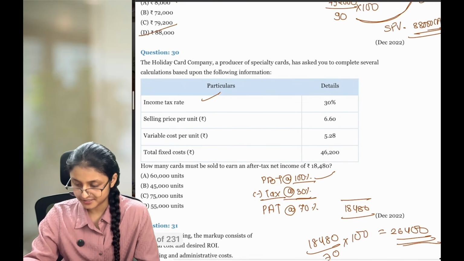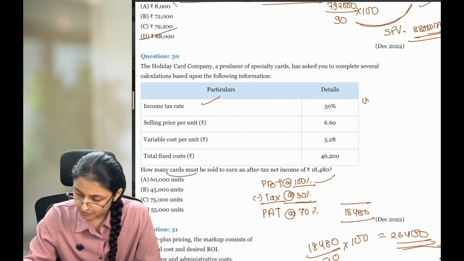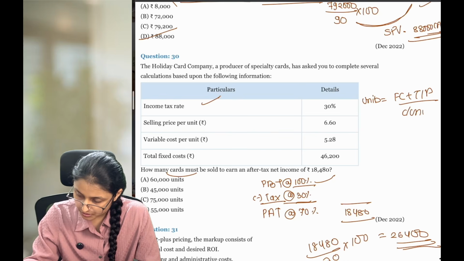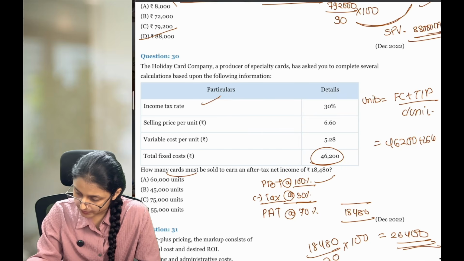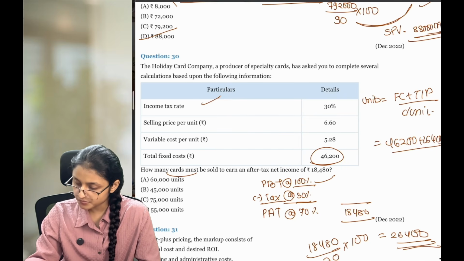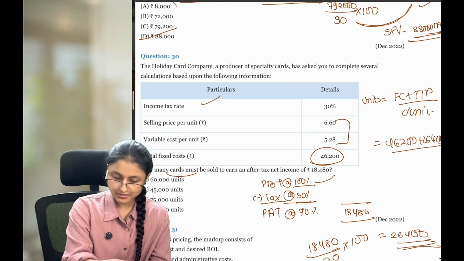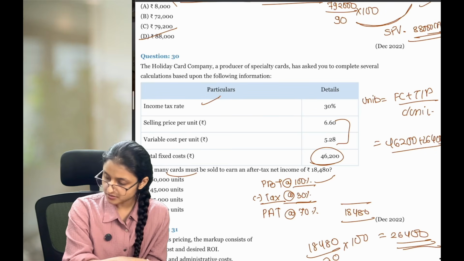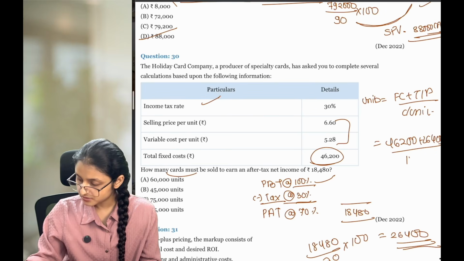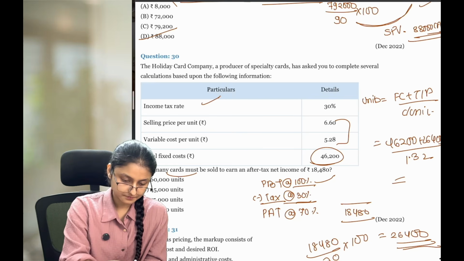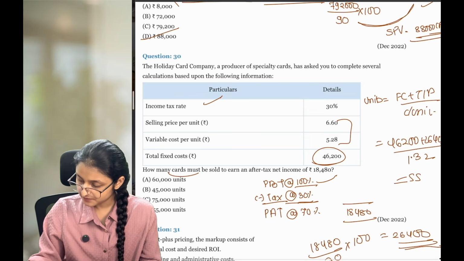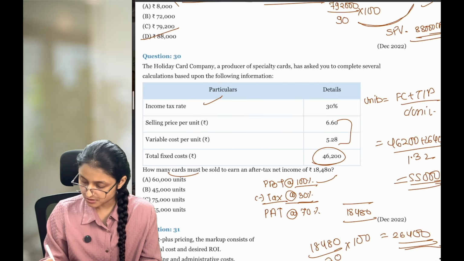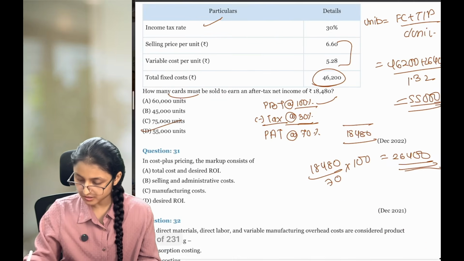Use your target profit related formula to calculate the number of units. So units is equal to fixed cost plus target profit upon contribution per unit. Fixed cost is 46,200. Target profit which we want to earn is 26,400, divided by contribution per unit, which is selling price 6.6 minus 5.28 variable cost. So 1.32 is what we are getting. 55,000 units is what you need to sell to earn a target profit of 26,400.